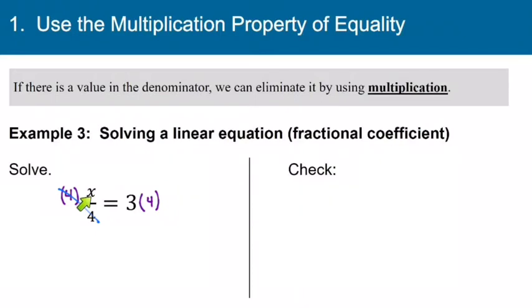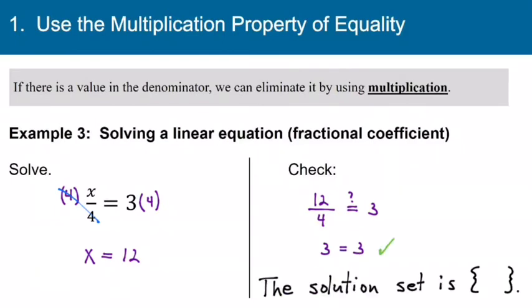And now this gives us x equals 3 times 4, which is 12. Okay, now let's check our solution. So we'll put the 12 in place of the x. We'll have 12 divided by 4 equals 3, because that was our original equation. And we know this is true. We know 12 divided by 4 is 3. So we get a true equation, and in set notation, our solution would be 12.